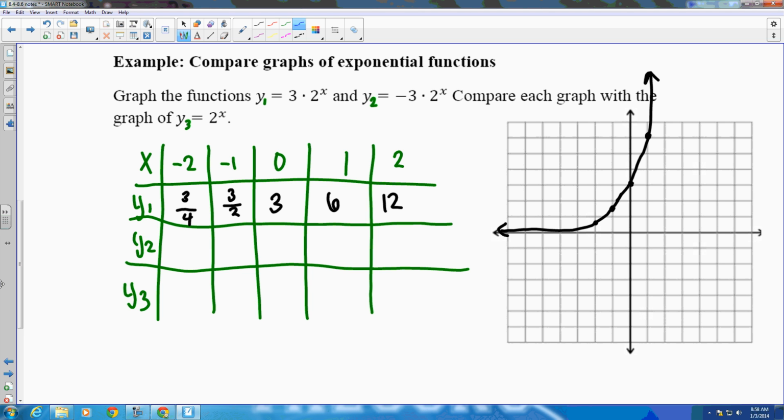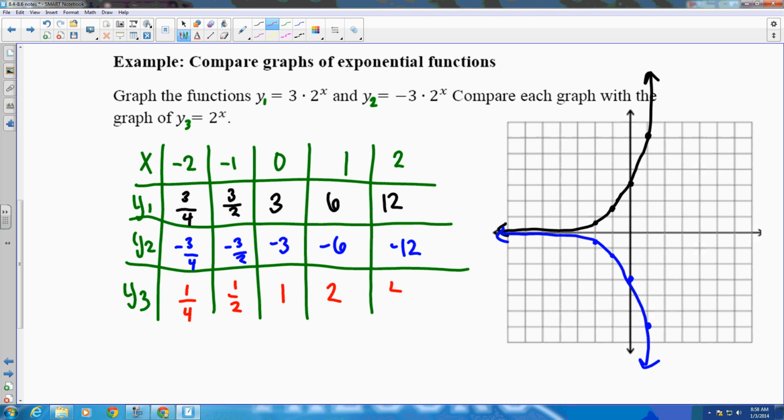y2, function values are -3/4, -3/2, -3, -6, -12. So it's actually the exact opposite. And y3, 1/4, 1/2, 1, 2, 4, which is what we just did.